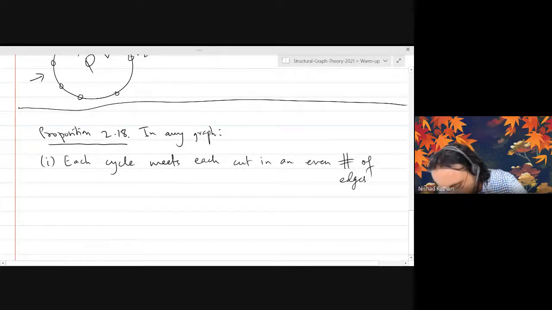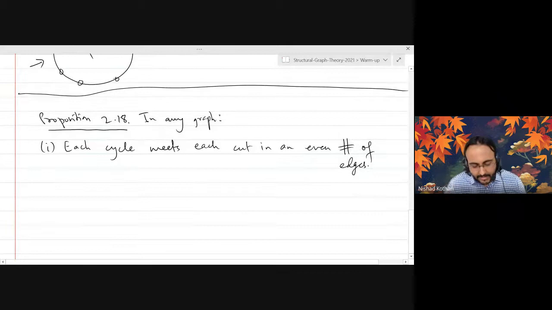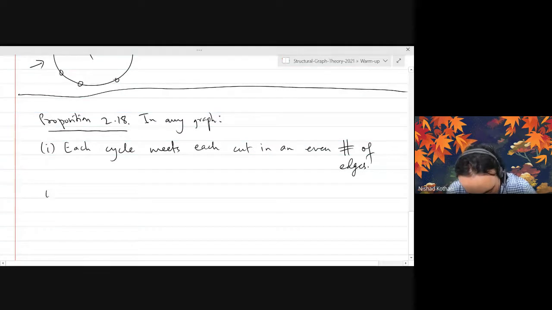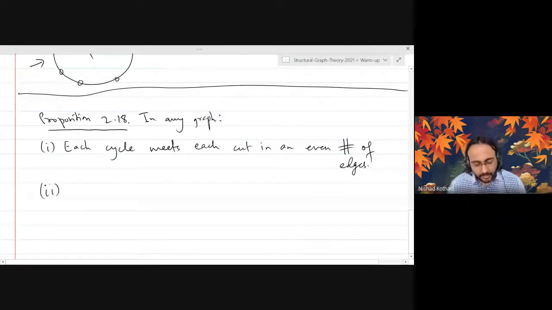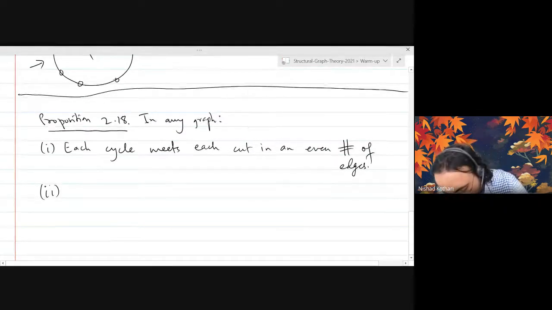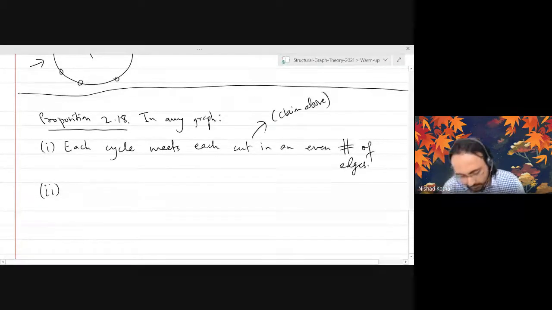Right, so we have only shown one direction, that every cycle meets every cut in an even number of edges. But the fact that these are the only such edge sets, that is something that you still need to show for the orthogonal complement. But now there is some good news. So this is basically the claim we proved above. Right, it's the same statement.